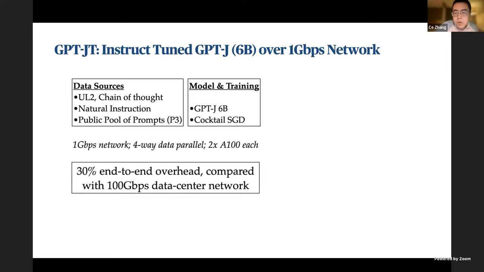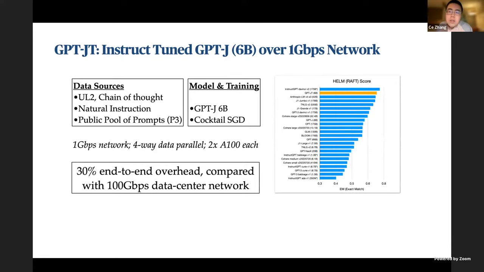On the other hand, we actually have a model that performs rather well on some of the tasks. This model performs very well on classification. This is a score on RAFT in HELM. You can see that even though the model is only 6 billion parameters, it actually outperforms many other bigger models because it was fine-tuned over a whole bunch of open data sources. This makes us really excited because even with a very slow network, we should be able to make progress to make open models better. Imagine what would happen if we pushed in 100 times more data and 100 times more compute.